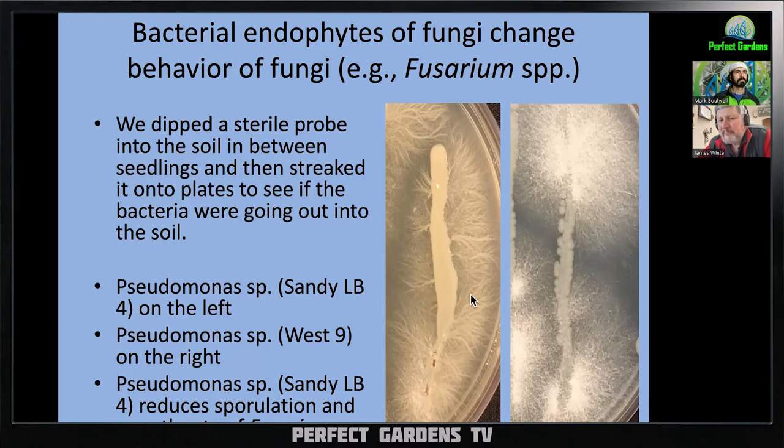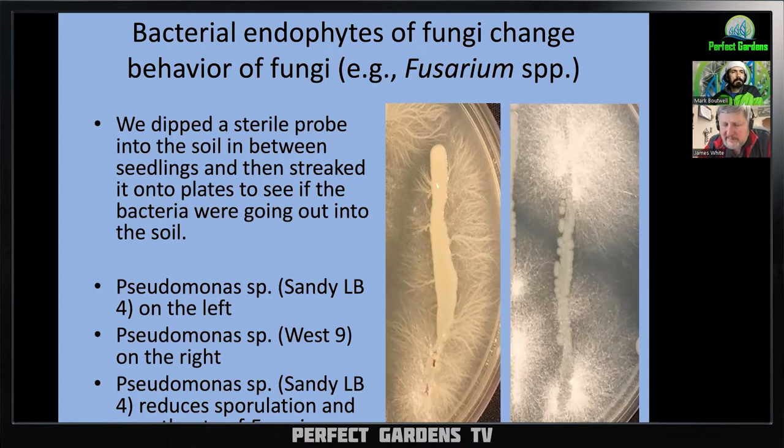This is in a Petri dish, so you can see the kind of branching there, but you don't see that white mycelium, the aerial mycelium. The fungus is not growing as much. The fungus is less aggressive. It's less virulent. So these bacteria are not killing these fungi.